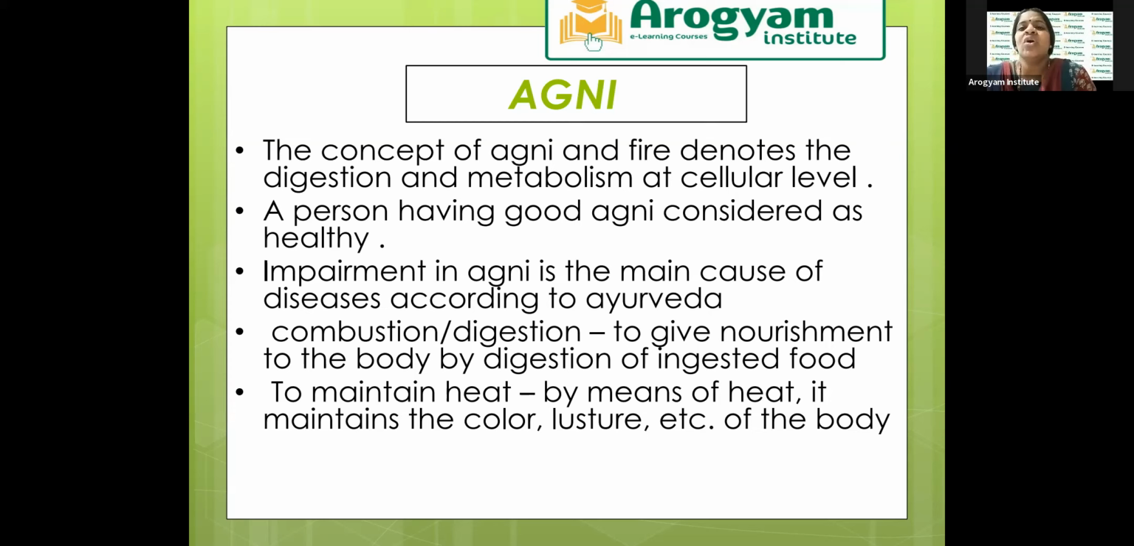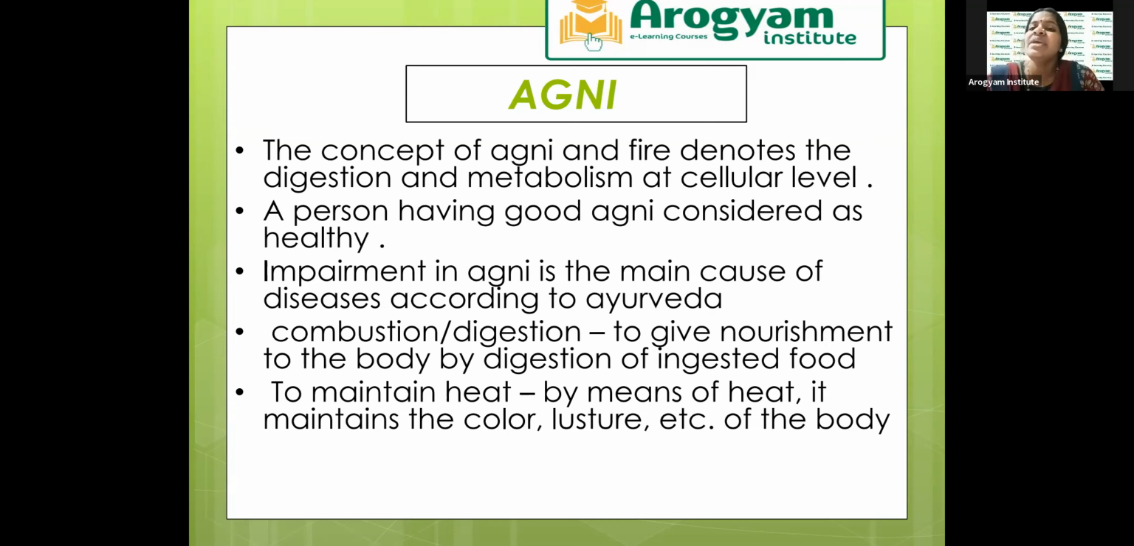Then combustion or digestion is very much important to give nourishment to the body by digestion of ingested food. जो भी आहार हम खाते हैं, that is ingestion, वो हमारे food pipe, that is esophagus से हमारे stomach को reach होता है. स्टमक में gastric juices की वजह से the digestion process takes place, and also in the presence of many other fluids, like in duodenum and in other parts, they are accessory digestive organs. So all these would secrete their own juices, which are all responsible for proper digestion, metabolism, assimilation of the food.